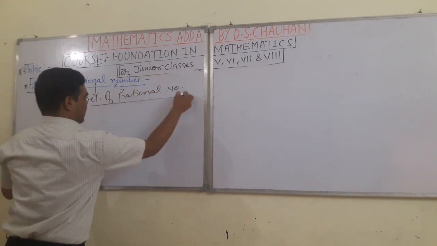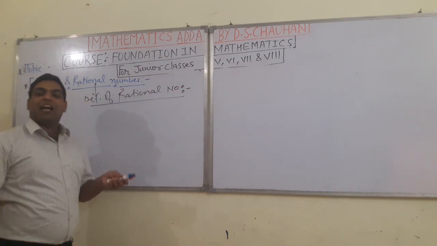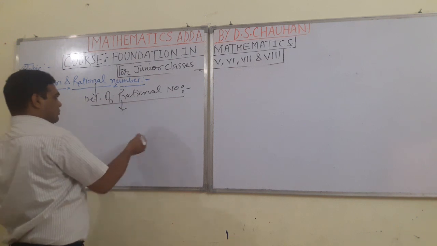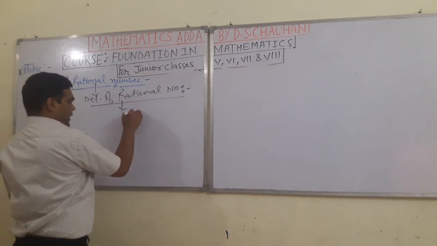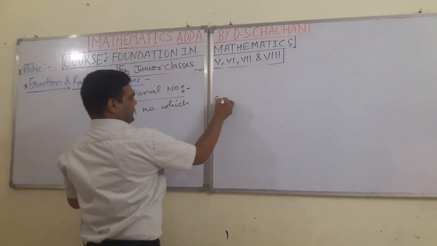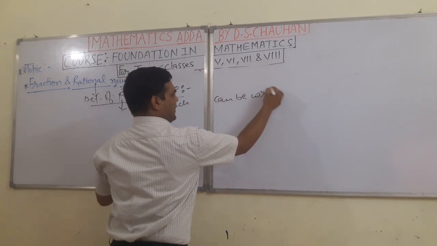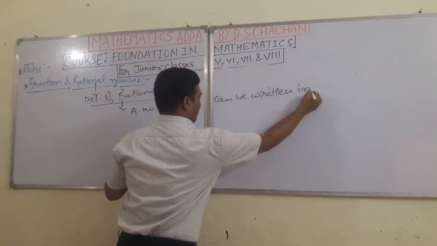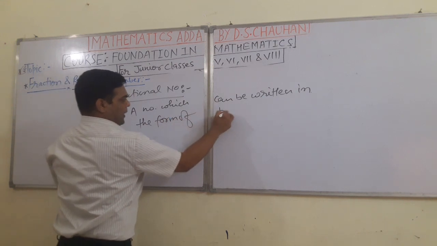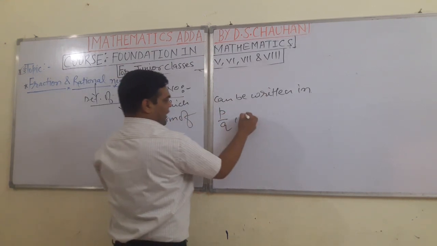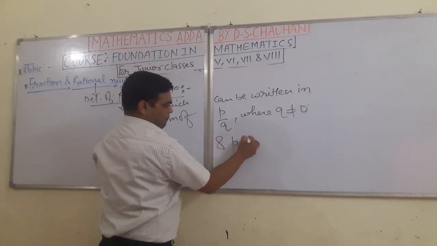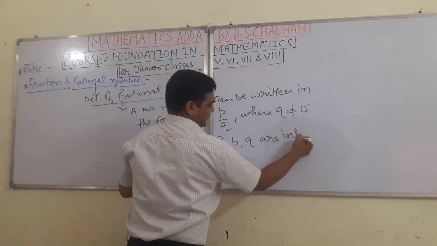The concept of rational numbers is present in the first chapter of class 8th standard. What is the definition of a rational number? A number which can be written in the form of p by q, where q is not equal to 0 and p and q are integers.